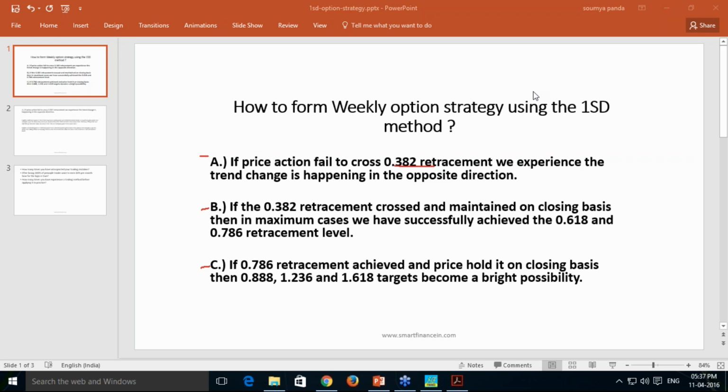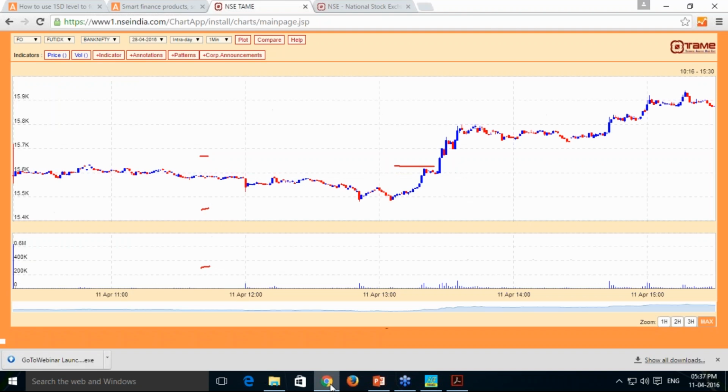If price successfully crosses your death zone, which is the 0.786 retracement, and moves forward, then it can be considered a volatile market, or it has all the forces to take you to the upper trajectory. So this is how you classify. Here the 0.382 retracement has come and it has failed, and it has given you a sufficient indication also.